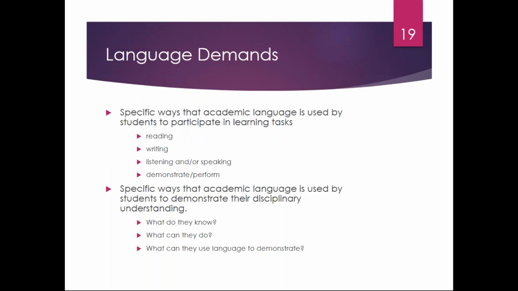So you may have learned about this, particularly in those courses that you take regarding teaching English language to second language learners. Do you remember learning about language objectives, language supports, reading, writing, listening, and speaking? These are all the ways that academic language is used in the classroom, and specific ways that academic language is used by students to demonstrate their disciplinary understanding.